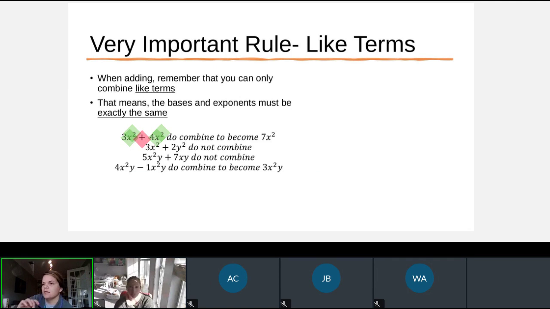And then lastly, we've got 4x squared y minus 1x squared y. So we check our exponents. Are they the same? Sorry, we can check our variables first. We have x and y, x squared, y, and y. So those would combine. And we just follow the sign that's in the middle. We combine them by doing whatever operation is already written. So 4 minus 1 becomes 3x squared y.